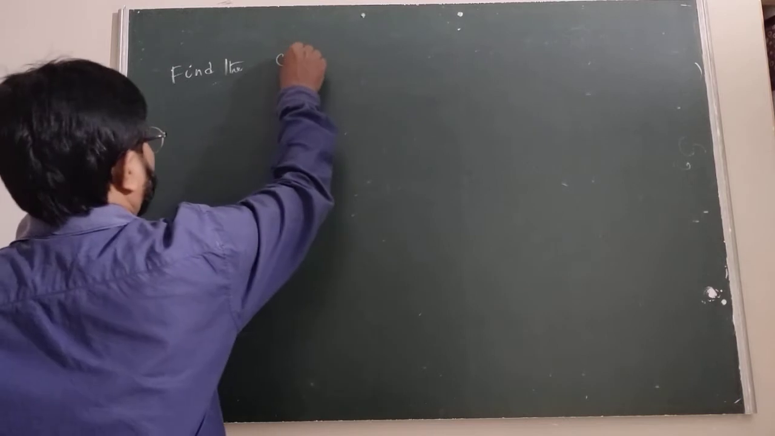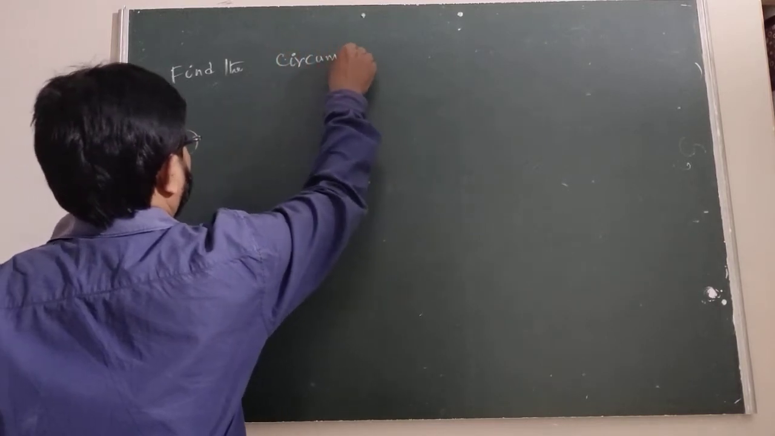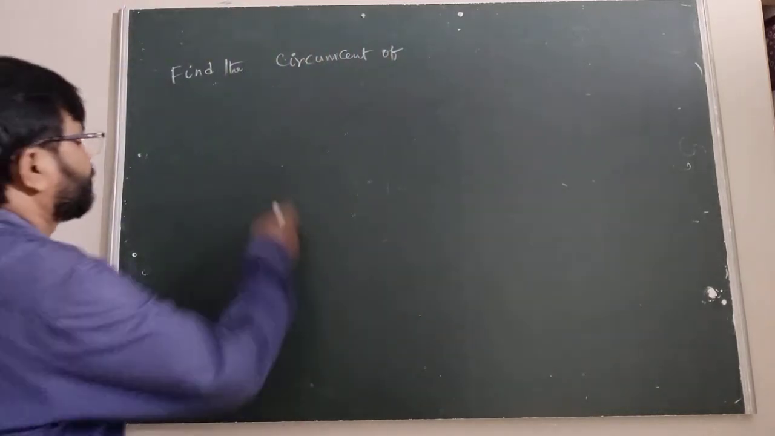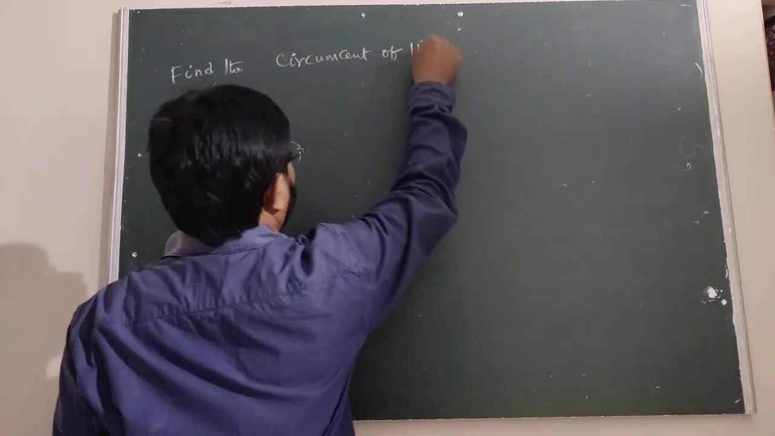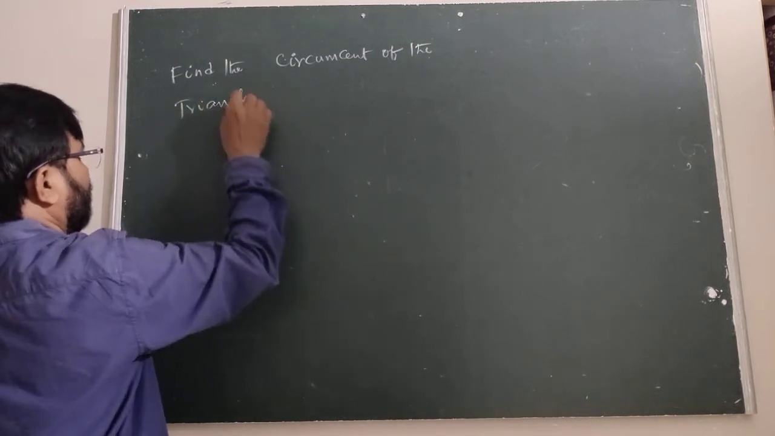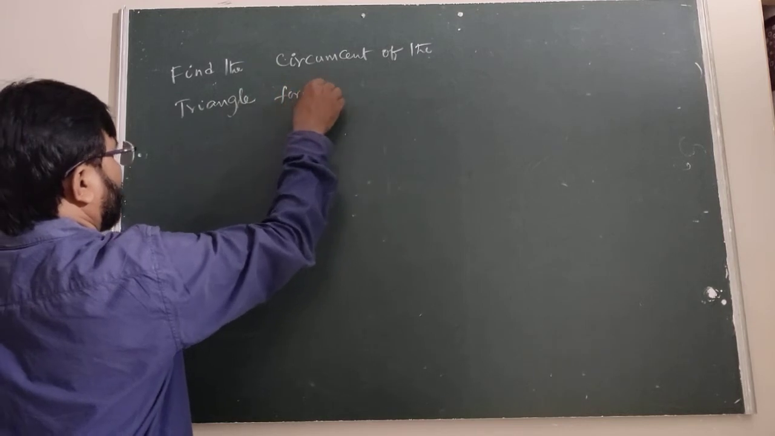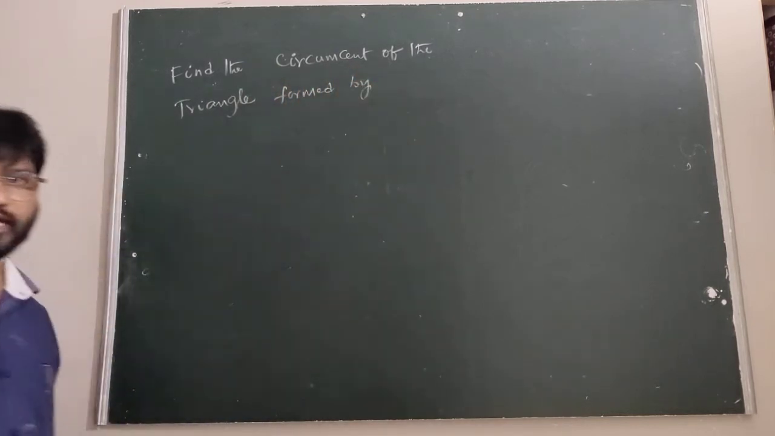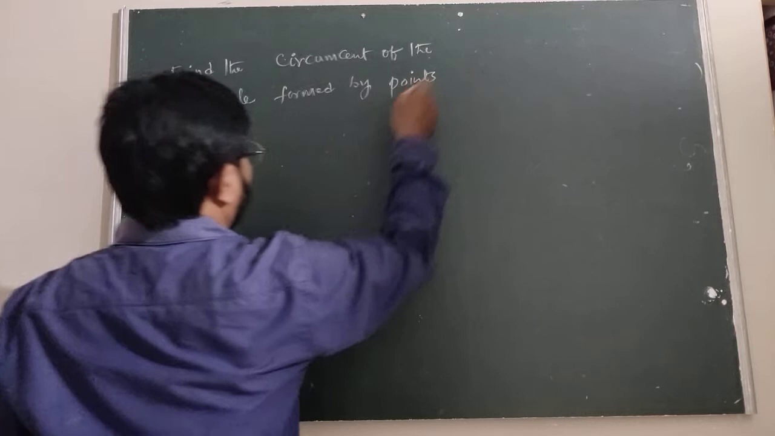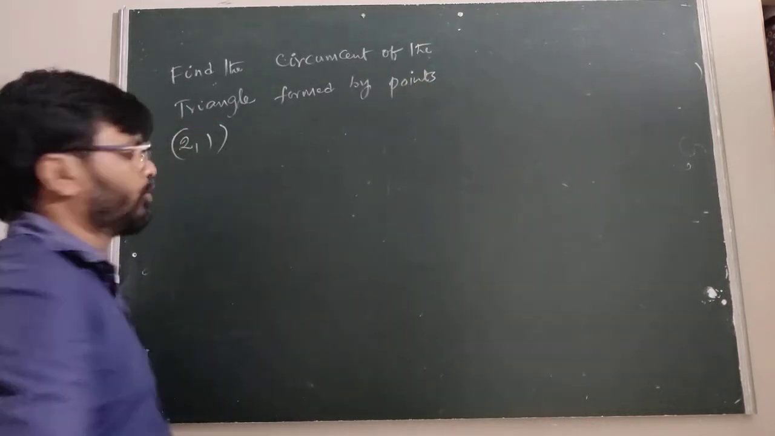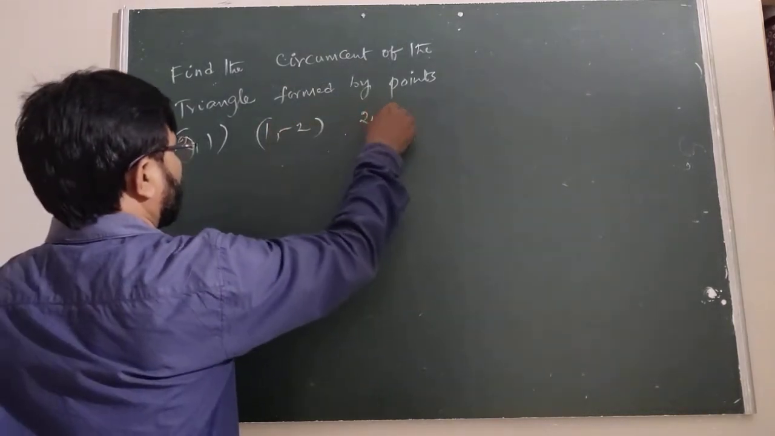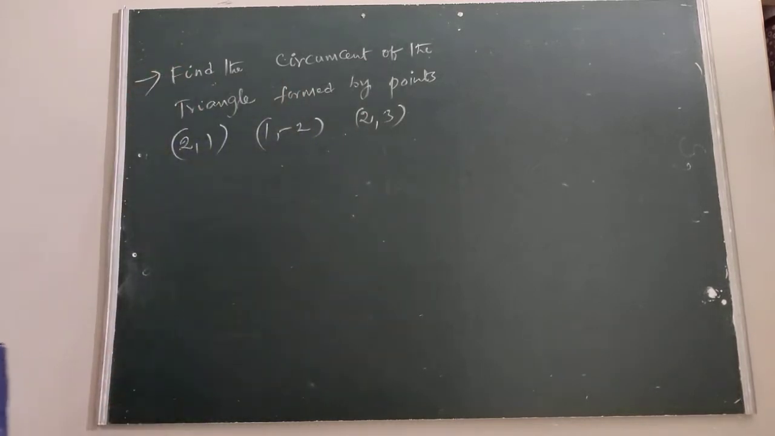Find the circumcenter of the triangle formed by the points A(2, 1), B(1, -2) and C(2, 3).